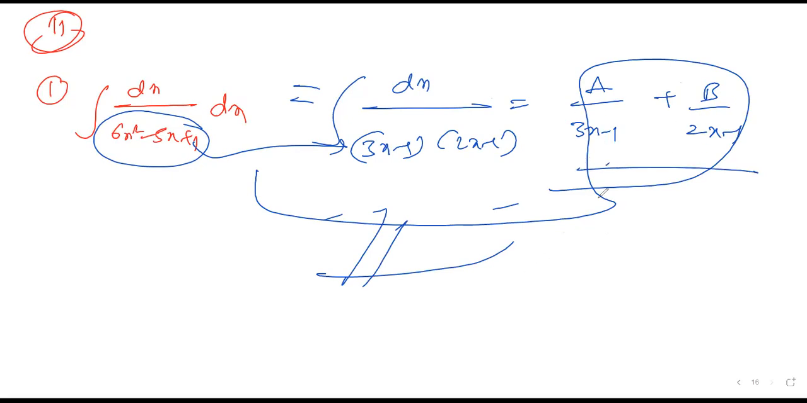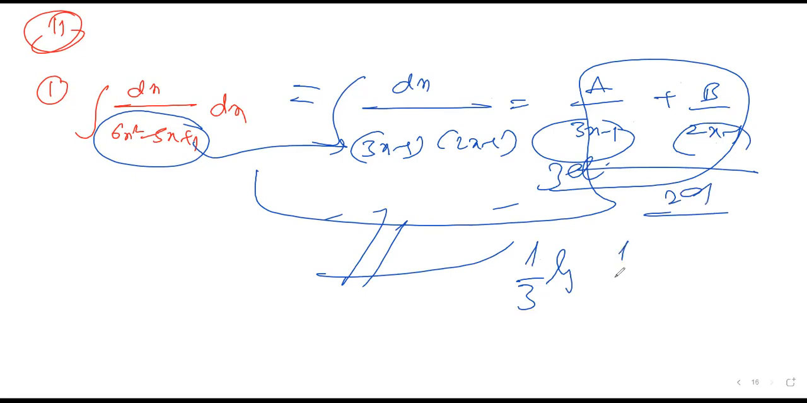Nothing, simply get it out. 1 by 3 log will come, because for 3x, 3dx will come; for 2x, 2dx will come. 1 by 2 log, 1 by 3 log you will get. Okay, good. The first question is like that. Then you go for the second question.